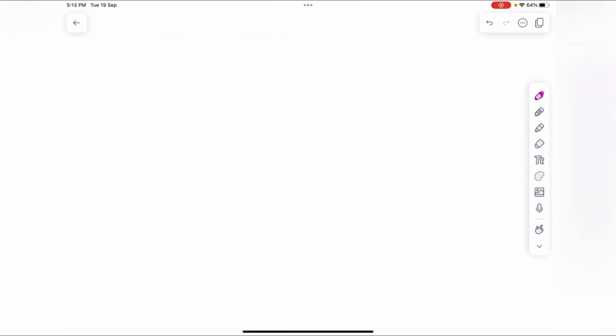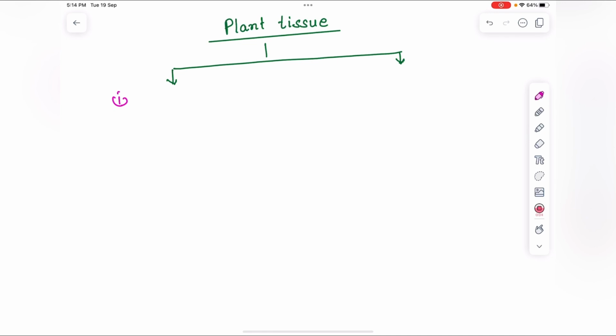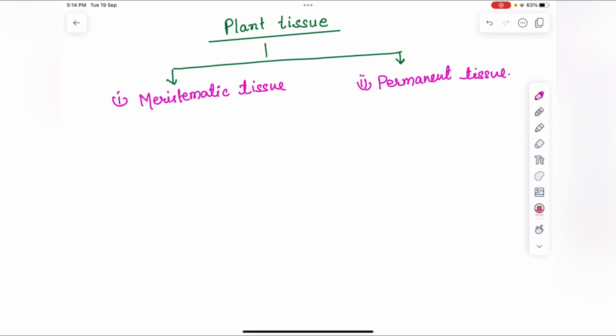We'll start with plant tissue. Plant tissues are basically of two types. First one is meristematic tissue. Second one is permanent tissue. As we know that plants are stationary, they cannot move from one place to another, so they require more supportive tissue for obtaining structural strength. Most of the tissues are dead.